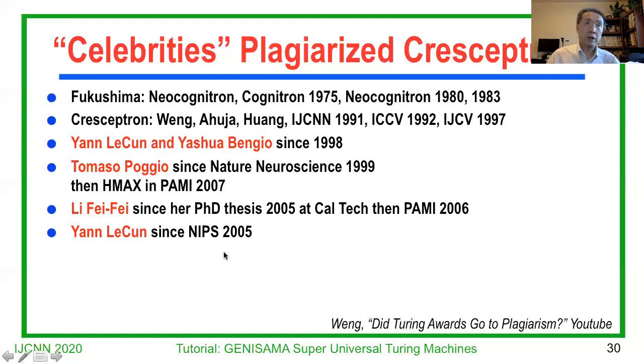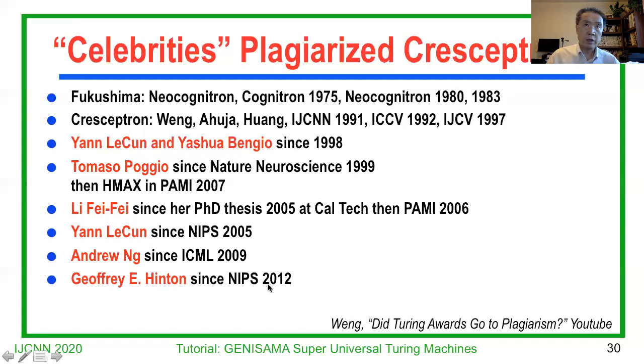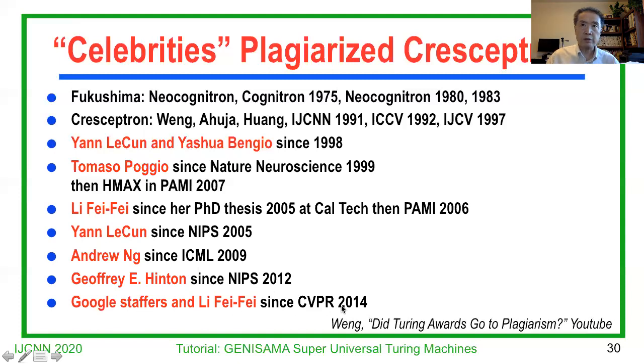Yann LeCun started to do 3D. This is 3D, and just 2D, and that's in NIPS, without citing. And Jun-Yan did 3D since ICCV. I only say this is 3D, and this uses the idea of Cresceptron 2D. And Geoffrey Hinton, NIPS 2012, started with 3D. And Fei-Fei and Google researchers and others in CVPR 2014, at least, started to do 3D without citing Cresceptron.